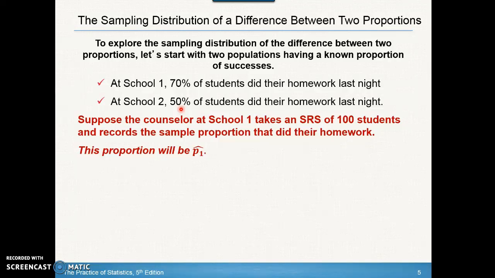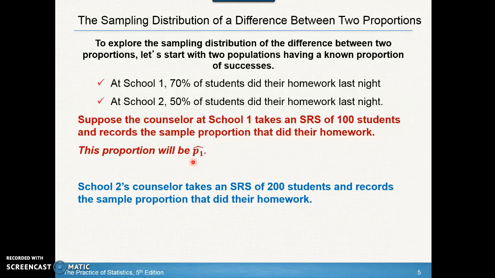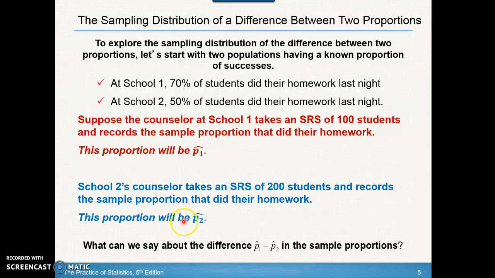Let's say that the counselor at school 1 takes a simple random sample of 100 students, records a sample proportion that did their homework. That's going to be p hat 1, the proportion from the sample. School 2's counselor takes an SRS of 200 students and records the sample proportion that did their homework. That's going to be p hat 2.